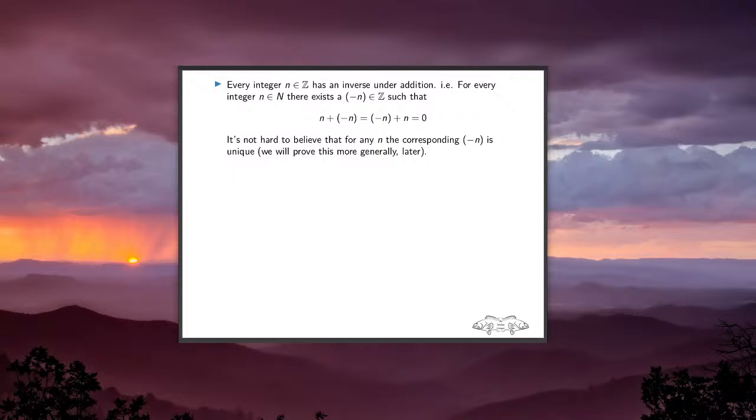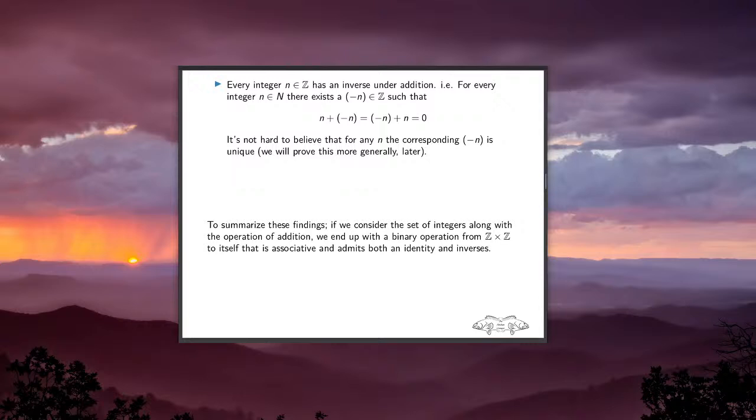Also, it's worth mentioning here that these inverses are also unique. If you choose 2, there's only one inverse. There's only one way to get back to 0 from 2. Or similarly, there's only one way to get back to 0 from negative 47, or 200 billion, or 11 trillion, or whatever. But we'll prove that inverses are unique, not just for this, but we'll see in more general settings that they happen to be.